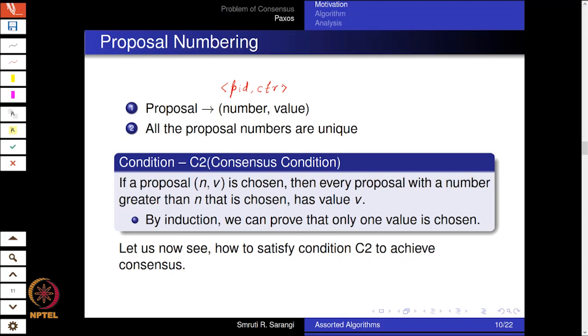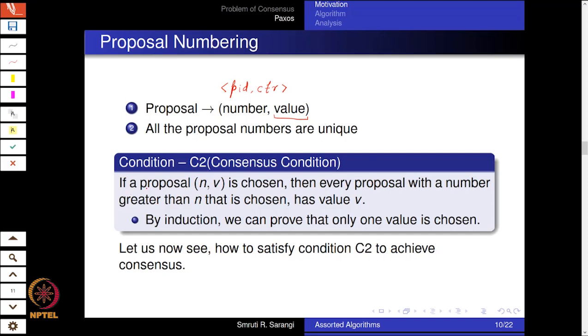And so we have already seen this in the case of local Lamport clocks, that with a combination of the process ID and a local counter, we can generate unique numbers. Furthermore, each proposal proposes a value, and one among these proposed values needs to be chosen. So we will assume both of these are integers.